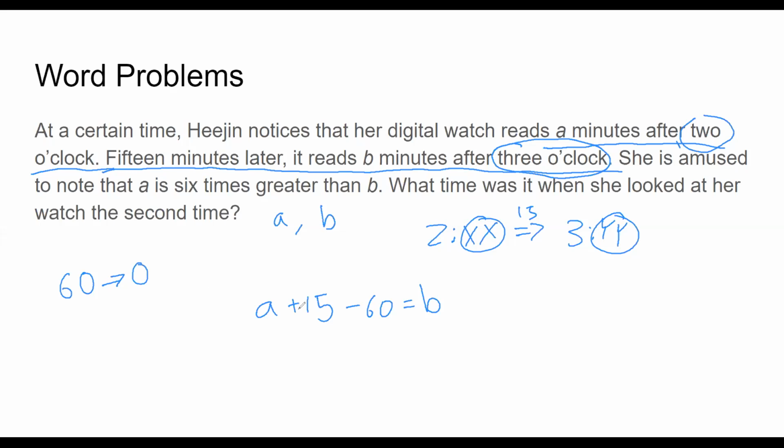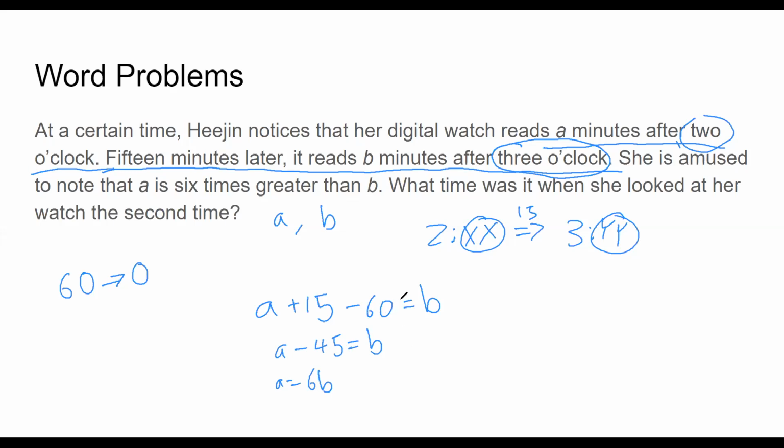Okay. And then this is our first equation here. We can just simplify this, do 15 minus 60. A minus 45 equals B. And then we look at our second sentence here. She is amused to note that A is 6 times greater than B. So what this tells us is, well, A is 6 times greater than B.